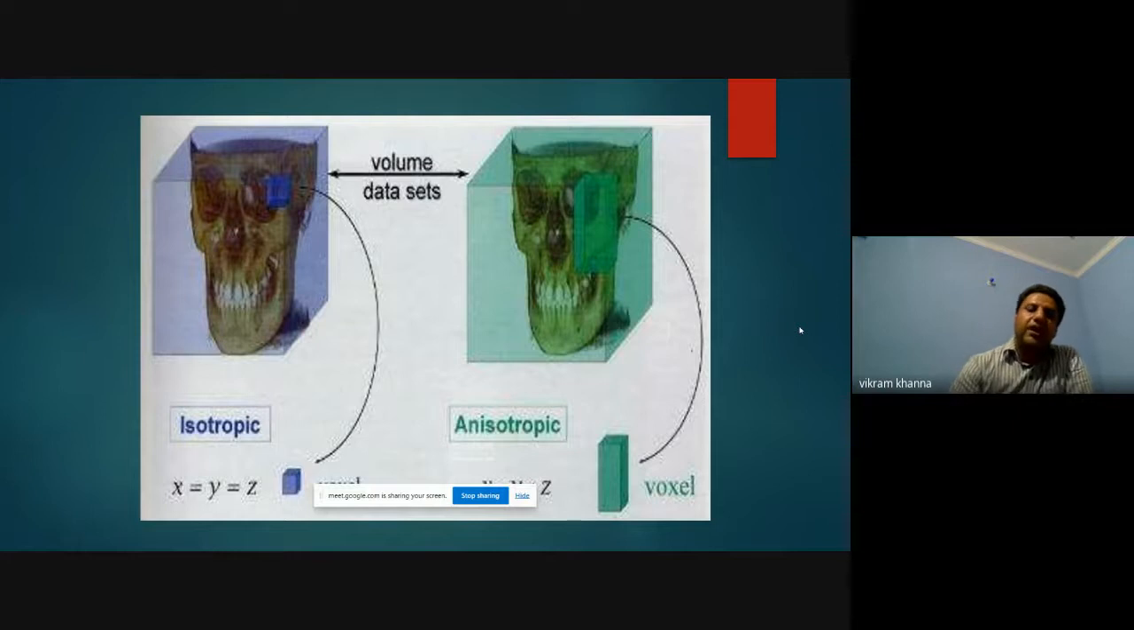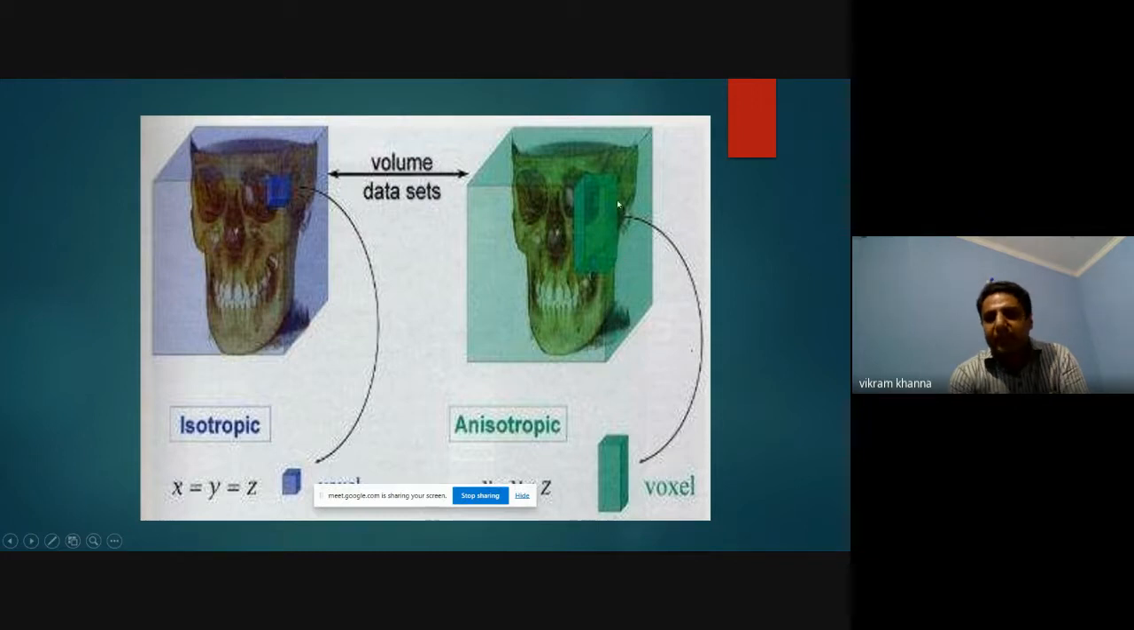Now this is isotropic and anisotropic. Isotropic is what we mean: x is equal to y is equal to z, if that is the area and this is the FOV which we are going to use. This is isotropic. Anisotropic is x equal to y but not equal to z.